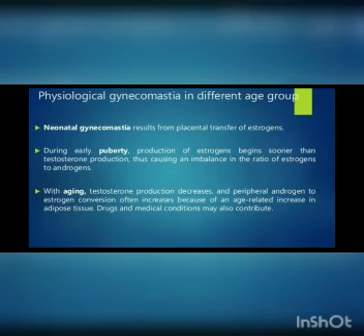Begins in more amount. So thus there will be an imbalance in the ratio of estrogen and androgens that will lead to gynecomastia.